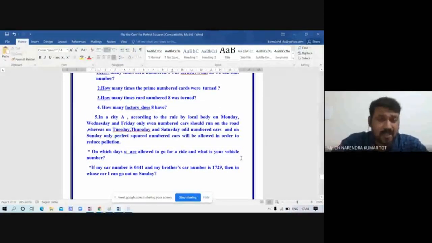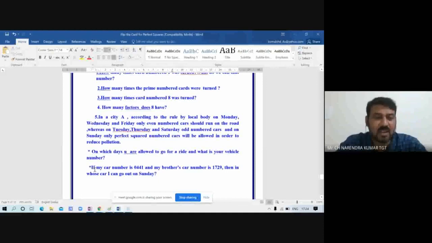So you can ask one student, what is your car number? Suppose the car number is 2365. Is it an odd number or even number? Odd number. So on which day can you go? Like that, we can involve students in teaching about odd numbers and even numbers.